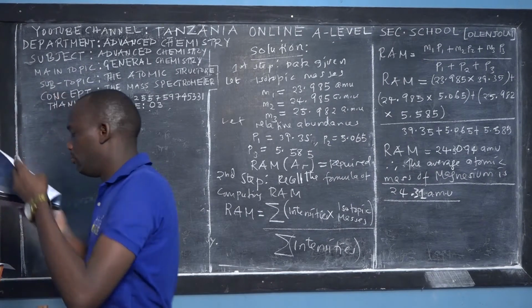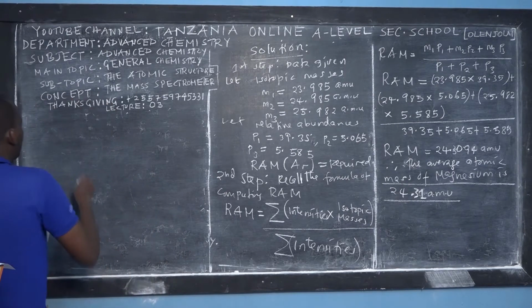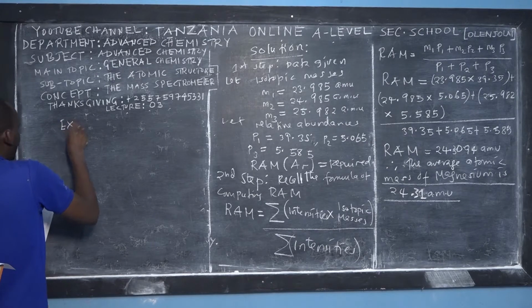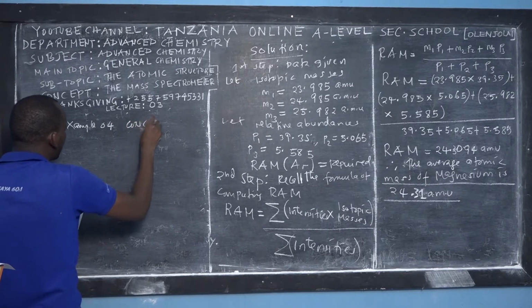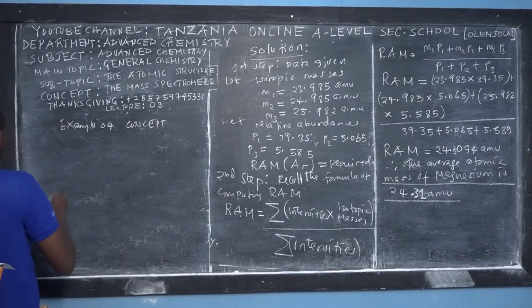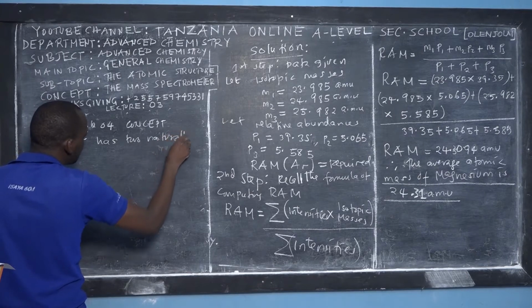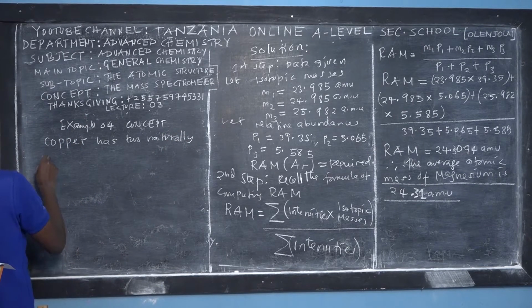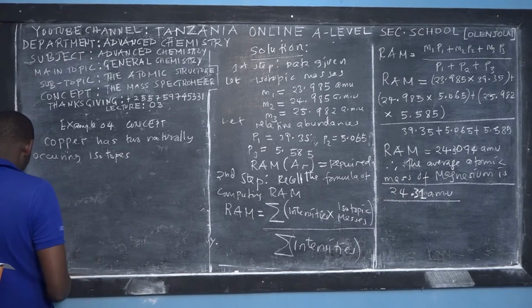Okay, so again, we have the first example. And then this is example four. Again, it has a concept for you to understand and to pay attention to when we are solving. The question states like this: copper has two naturally occurring isotopes.